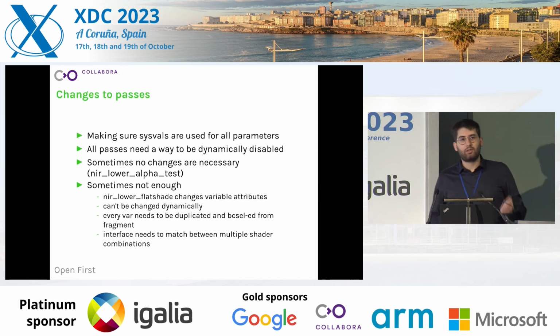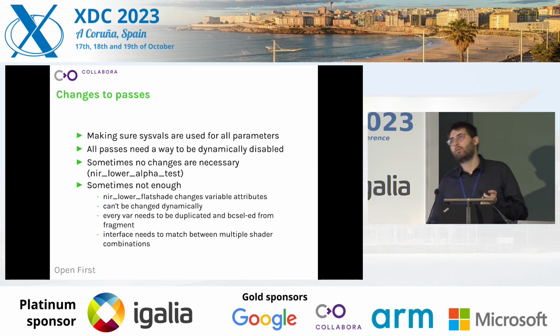So we need to change the existing NIR passes to make sure that, first of all, the parameters they need are passed using sysvals and not any other mechanisms. So, for example, Gallium has state tokens. Those are not usable for us. We need sysvals.